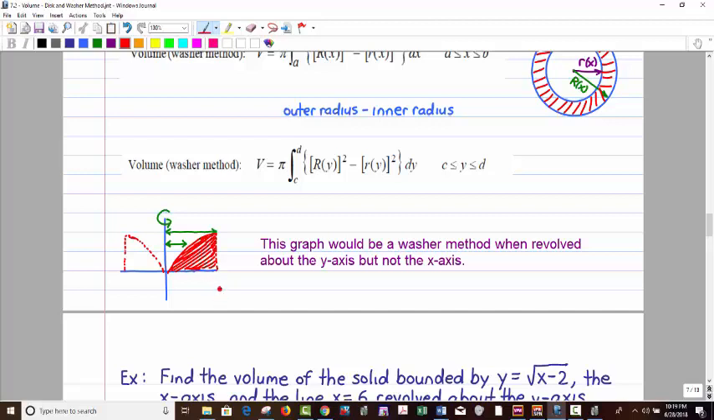So if we calculate the volume from the y-axis to that outer line, which graphically, if you take a vertical line and you revolve it, you're creating what's called a cylinder.